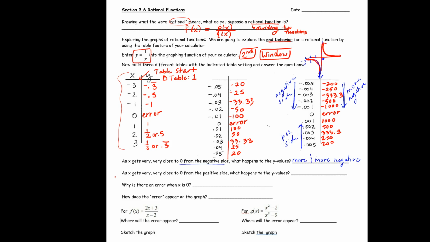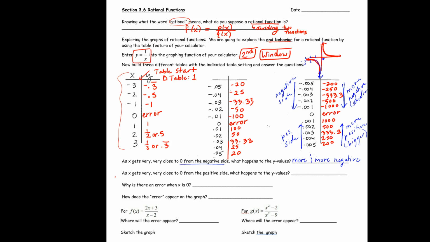What's happening to the y values? So what's happening on the other side of the table? They're getting bigger. They're getting more positive. And I like that it's getting bigger. Technically, up here, we could say smaller, because higher negative values is smaller.